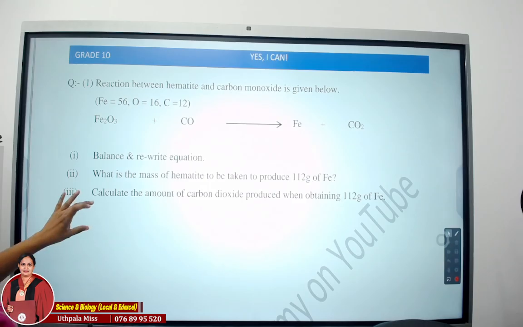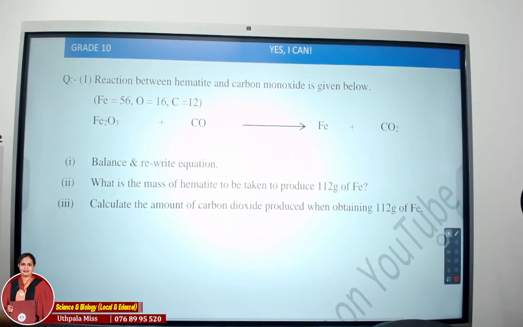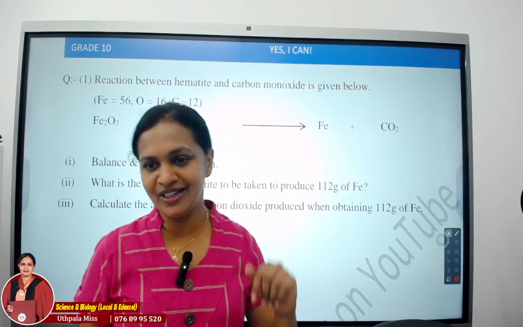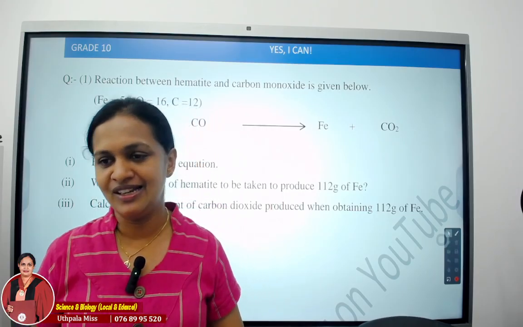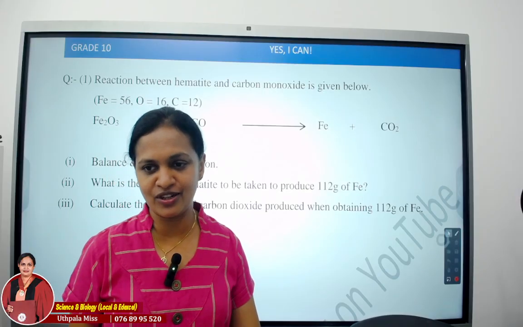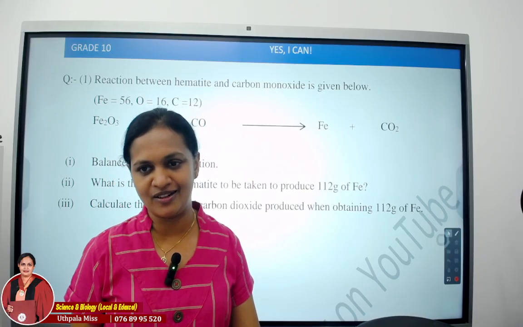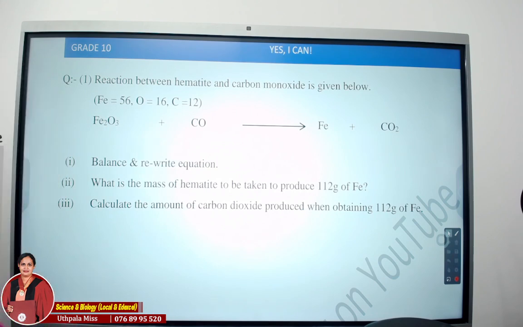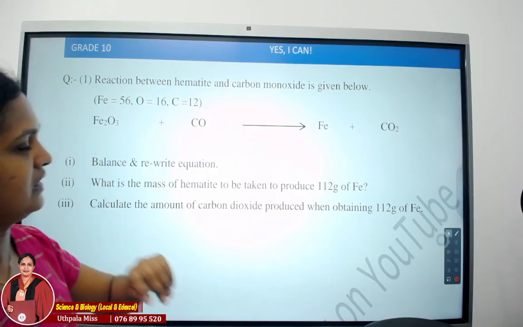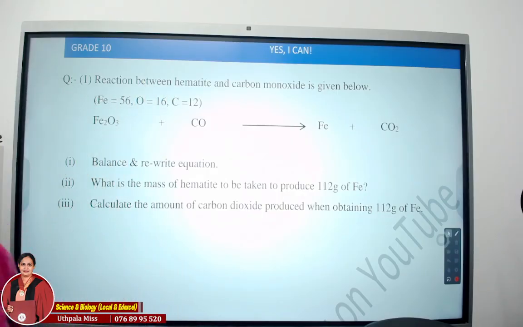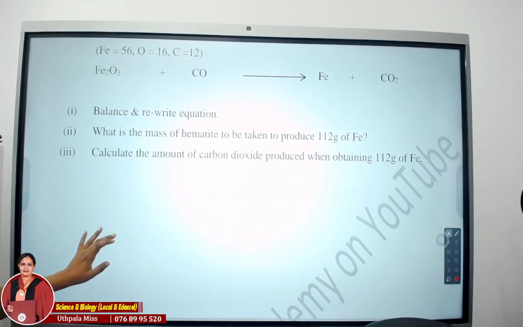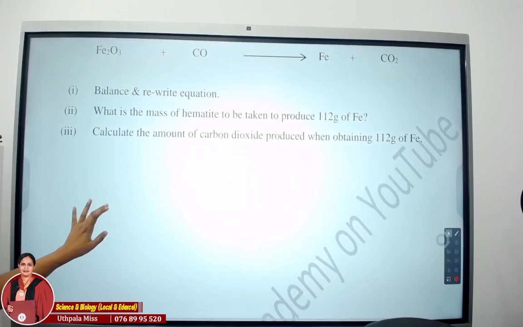So here you are given a reaction between hematite and carbon monoxide. We will discuss these reactions when we learn about the extraction of iron in this lesson itself. So you are given relative atomic masses: iron equals 56, oxygen 16 and carbon 12. Balance and rewrite the equation.